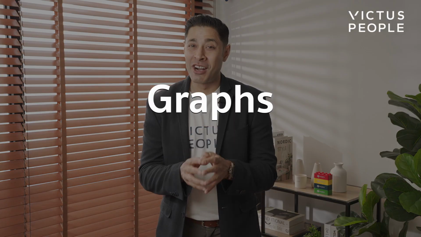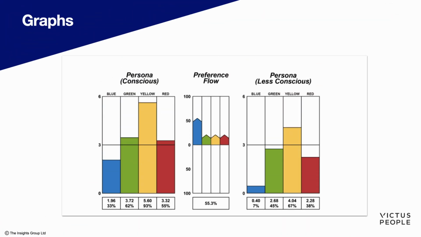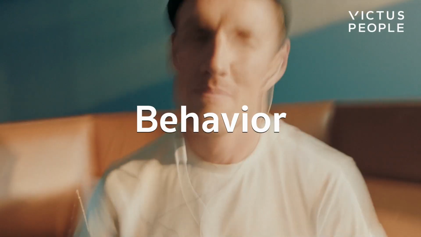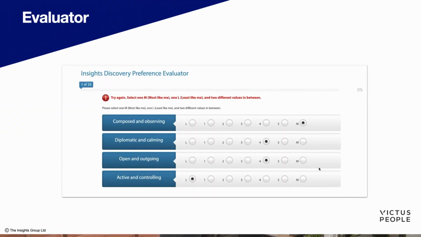Moving on to graphs. You can see the three graphs on the page. Let's start with the one on the left, conscious persona. This graph is a direct representation of how you completed the evaluator. This is how the world might experience you when you are intentional in your interactions. This is when you are highly self-aware, the way you show up. It's your game face.